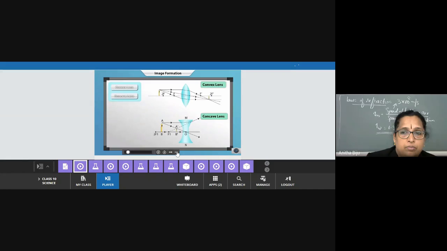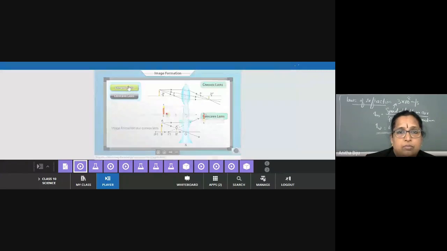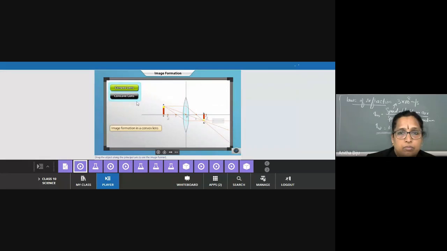The nature, position, and relative size of an image formed by a convex or concave lens is different for different positions of the object along the principal axis. Select the type of lens to begin the activity. Drag and place the object at different points on the principal axis and see the image formed.